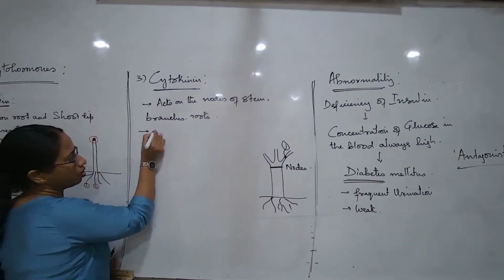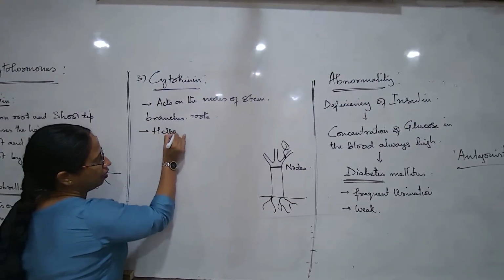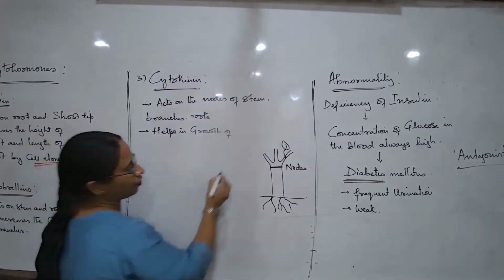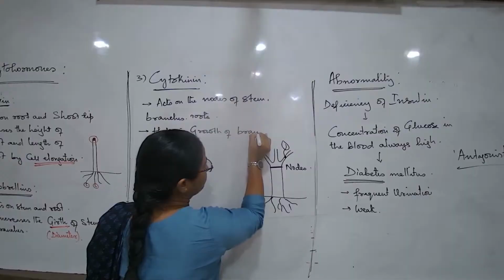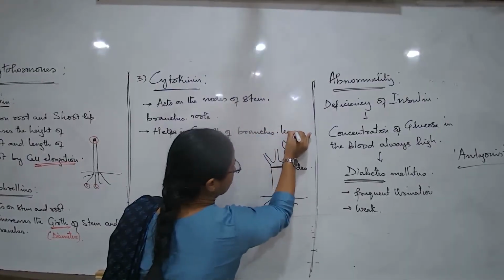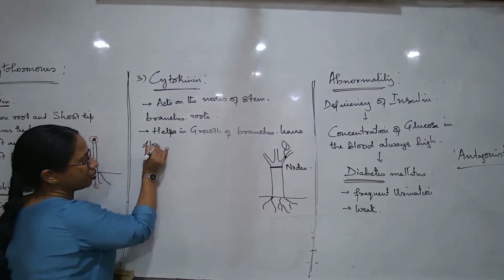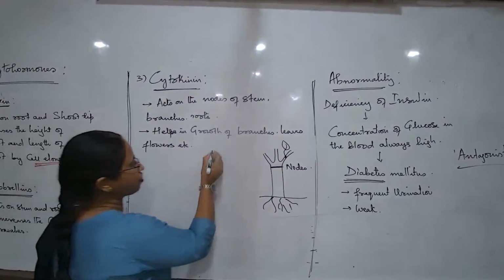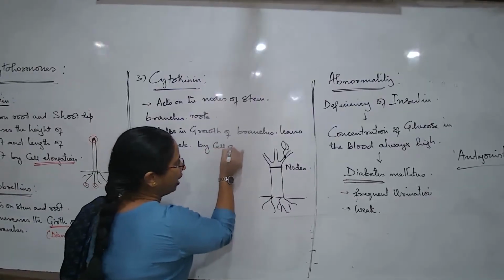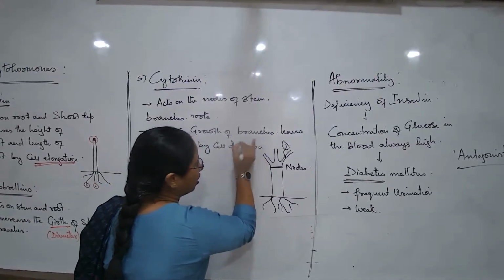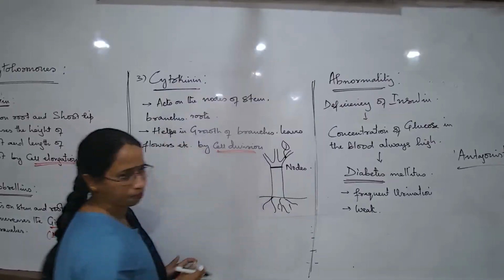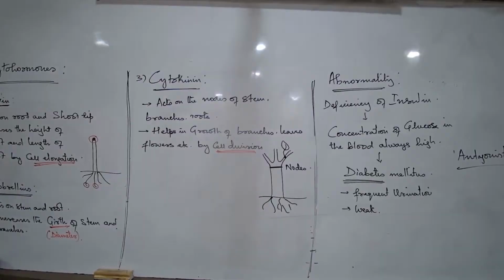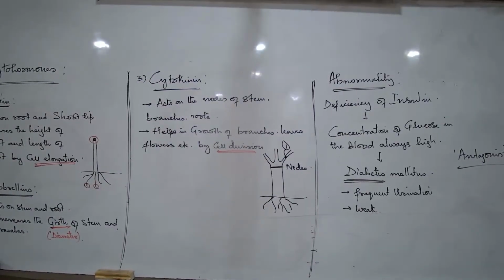What does it bring about? It helps in the growth of the branches, the leaves, the flowers, etc., but by cell division. No more cell elongation, by cell division. Which hormone brings about cell division? Cytokinin brings about cell division and growth.